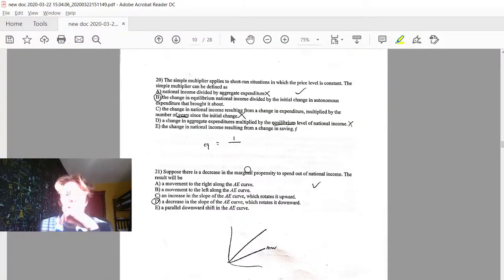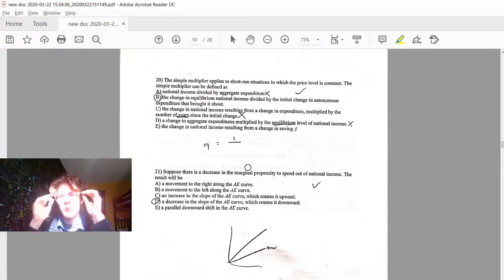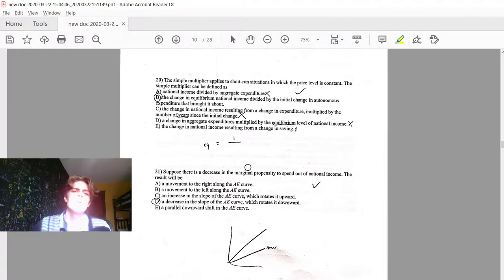I really didn't like this question because it was kind of hard, so I just used process of elimination. National income divided by aggregate expenditure, no, that's not how you find the multiplier. The change in national income resulting from a change in expenditure multiplied by number of years since the initial change. I underline years. Years has nothing to do with our formula, so that one's also out. A change in aggregate expenditures multiplied by the equilibrium level of national income. We said that the simple multiplier is the change in equilibrium, so it's not multiplied by the equilibrium level.